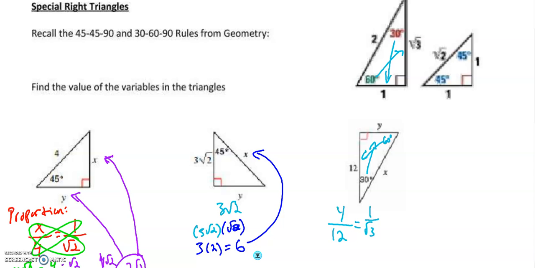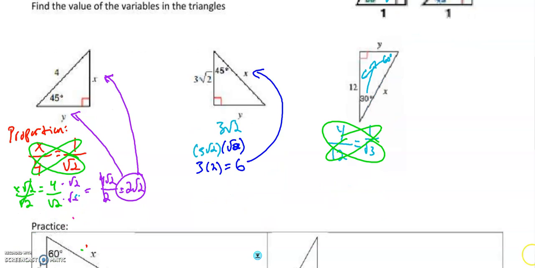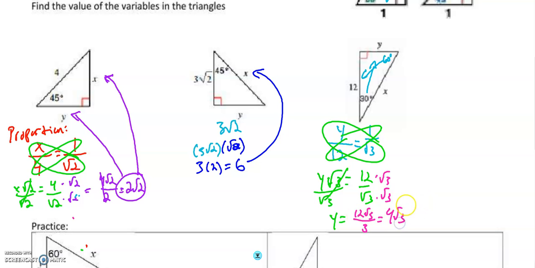And now you will cross multiply. You have y times the square root of 3 equals 12. Divide both sides by the square root of 3. Again, no radicals in the denominator, so you have to multiply top and bottom by the square root of 3, and you get 12 square root of 3 over 3, which is 4 square root of 3. So that's what y equals.